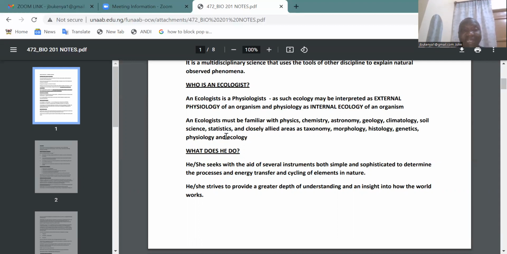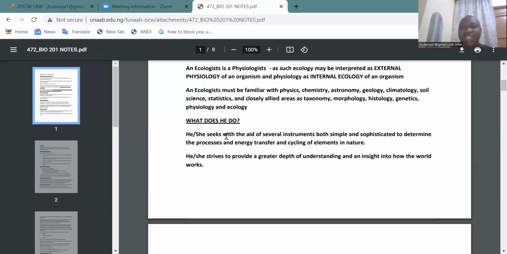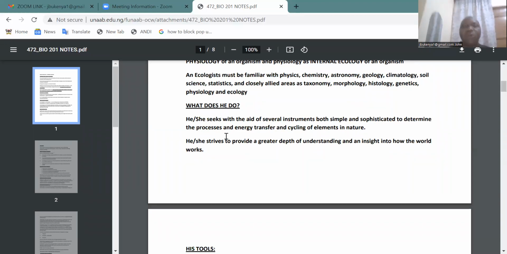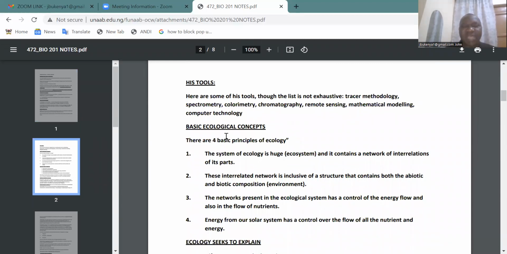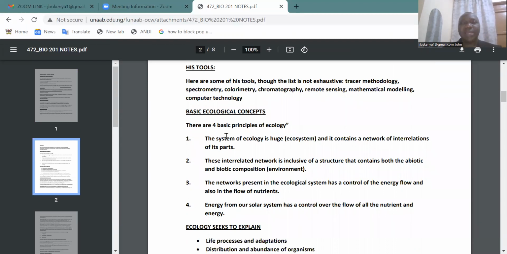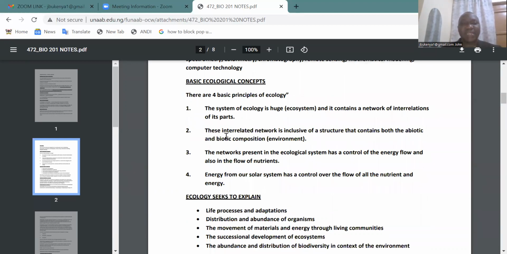Here, you are seeing that ecologists must be equipped with a variety of instruments that will help them to determine the processes and energy transfer, plus cycling of elements in nature, what we call biogeochemical cycling. Being a science, ecology uses specific tools and methodologies in order to obtain data, in order to support the hypotheses that are made in ecology.